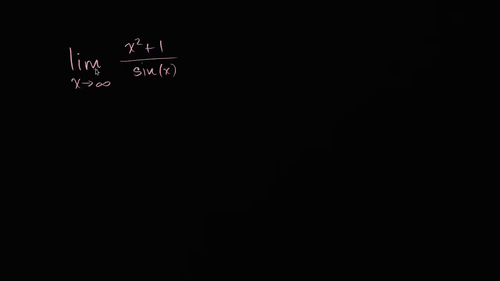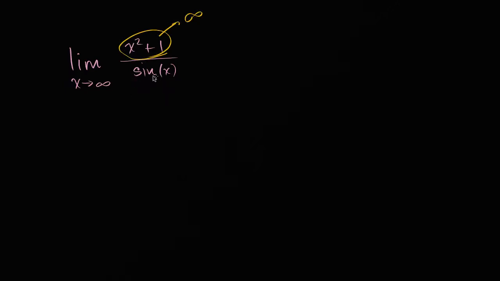Let's see if we can figure out what the limit of (x squared plus 1) over sine of x is as x approaches infinity. So let's just think about what's going on in the numerator and then think about what's going on in the denominator. So in the numerator we have x squared plus 1. As x gets larger and larger and larger, as it approaches infinity, well, we're just squaring it here. So this numerator is going to approach infinity even faster. So this thing is going to go to infinity as x approaches infinity.